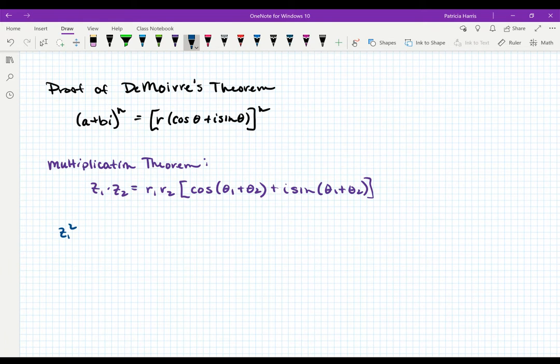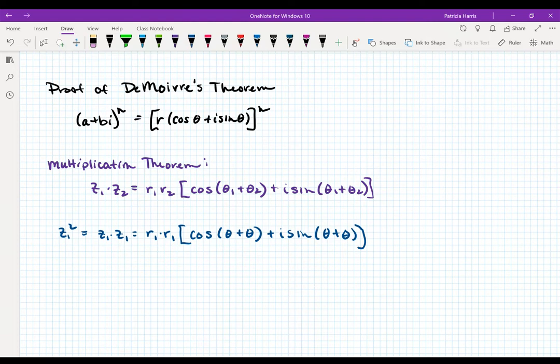z1 squared? Well, your r's would be the same, right? And your thetas would be the same. So instead of saying theta 1 and theta 2, we could just say theta, because everything would be the same. So now let's think about this. What's a quicker way to write r times r? Well, a quicker way to write r times r is just r squared. And then instead of saying theta plus theta, we could say 2 times theta. Just like that.